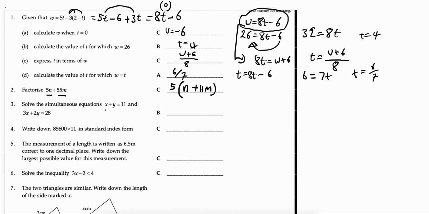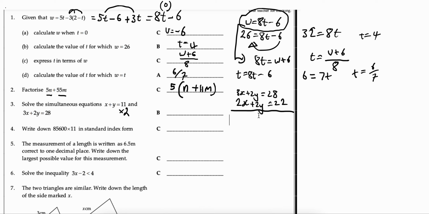Solve the simultaneous equations. x plus y is 11, and 3x plus 2y is 28. So 3x plus 2y equals 28. And what we're going to do is take this equation and times it by 2, so 2x plus 2y equals 22. The reason we're going to times it by 2 is so when we subtract these equations, the numbers of y's are the same. So 2y take away 2y is 0.